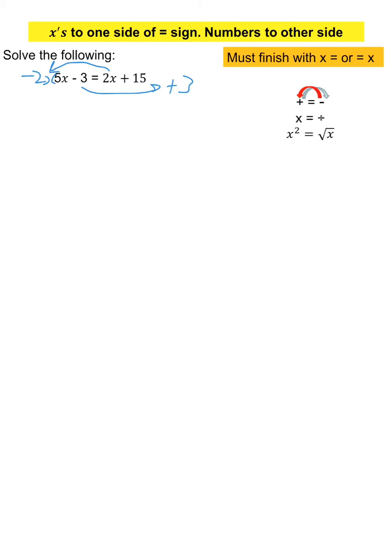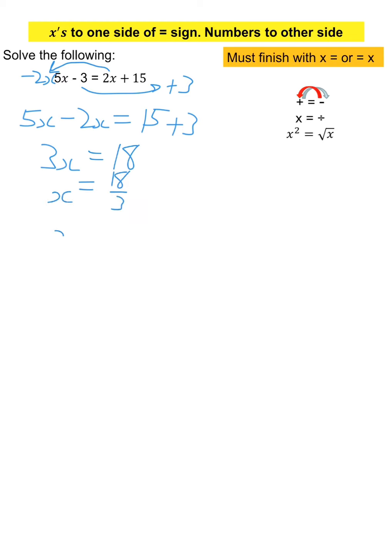So let's just rewrite this now. So on the left we have 5x minus 2x, and on the right we have 15 plus 3. 5x minus 2x is 3x, and then 15 plus 3 is 18, so we have 3x equals 18. Then we need x on its own, so I need to get rid of the 3, and you always divide by the number in front of x. So x equals 18 over 3, so x equals 6.